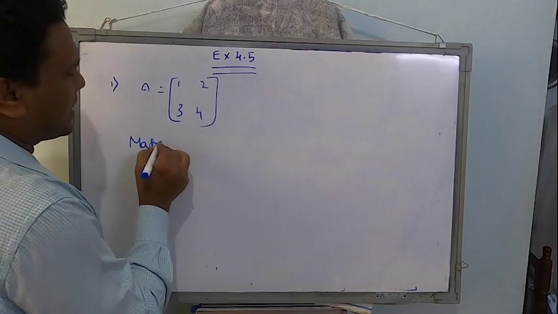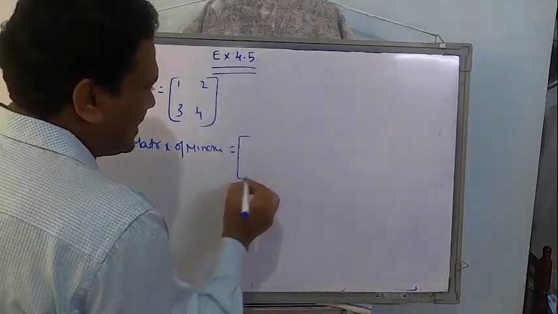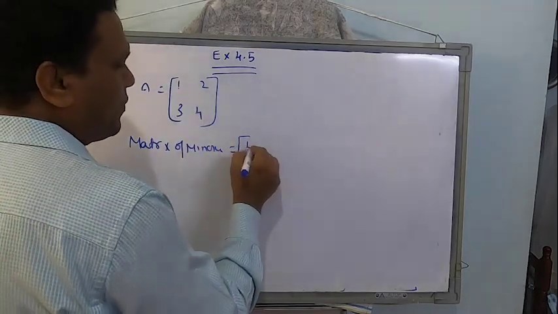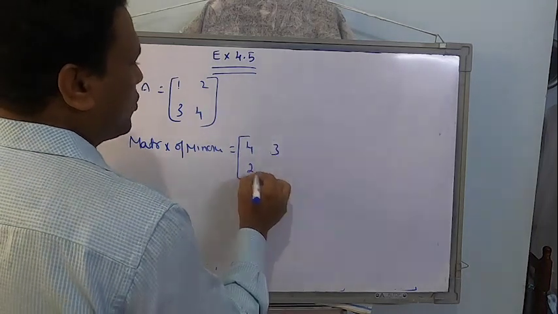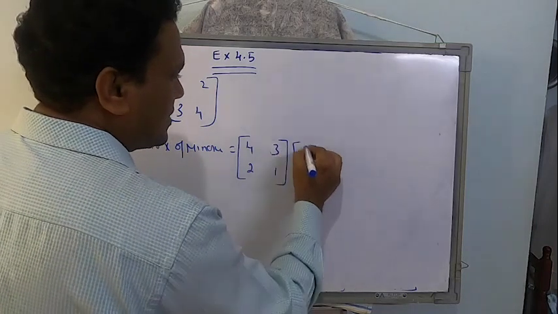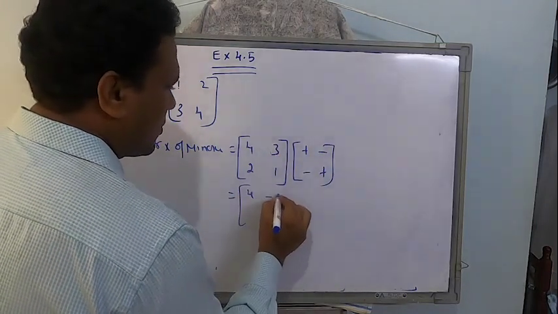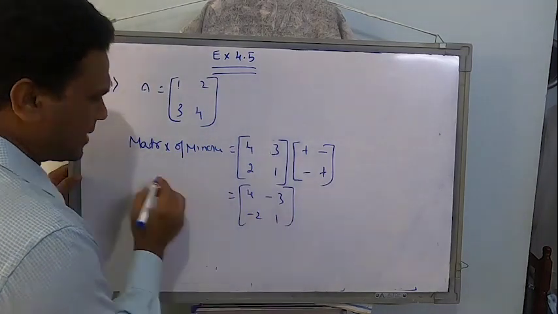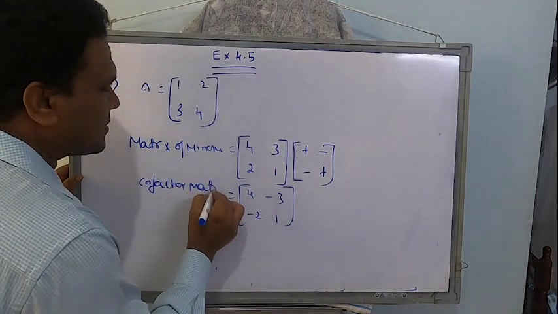First, let us construct the matrix of minors. That means each element will be replaced by its corresponding minors. Minor of 1, 4. Minor of 2, 3. Minor of 3, 2. Minor of 4, 1. That's done. Multiply this with the sign matrix. You will get 4, minus 3, minus 2, 1. And after multiplying, we got a matrix, right? So this is nothing but our cofactor matrix.